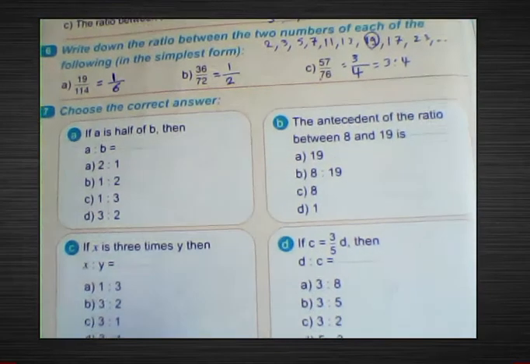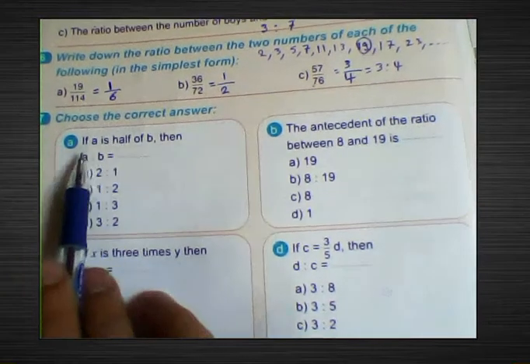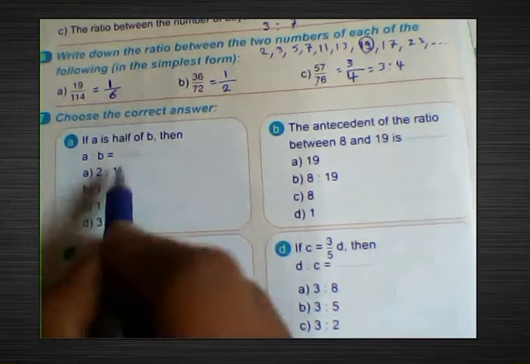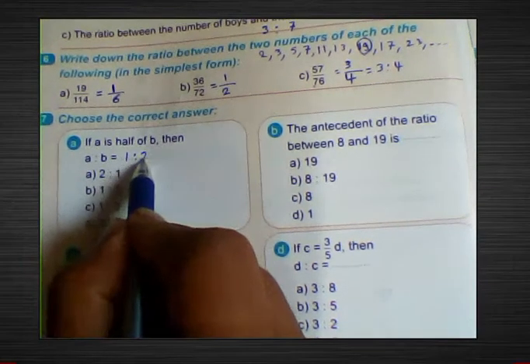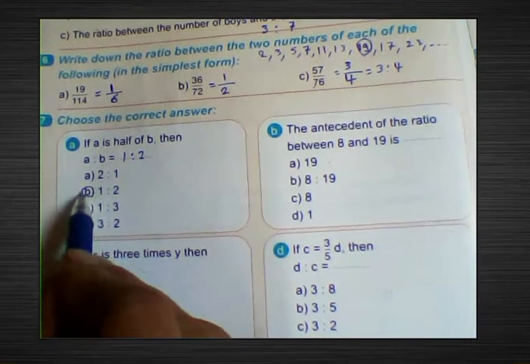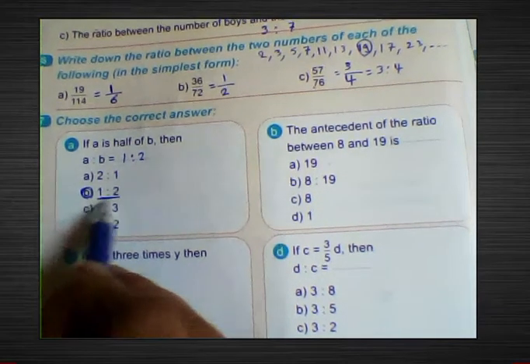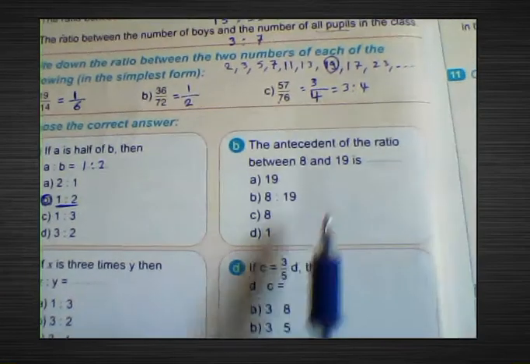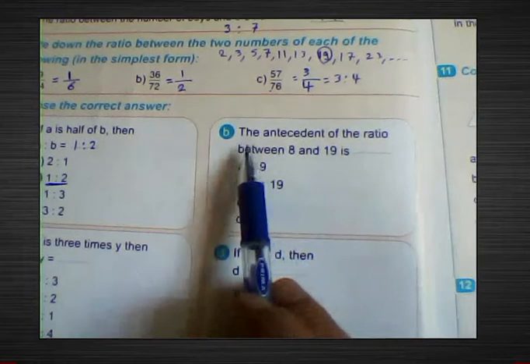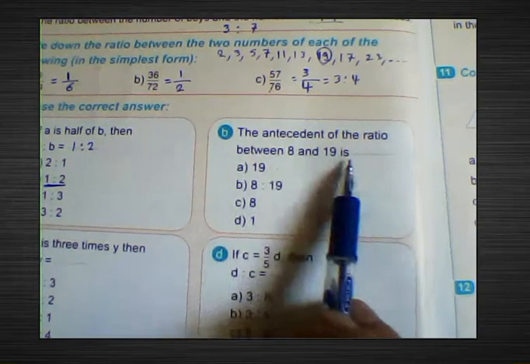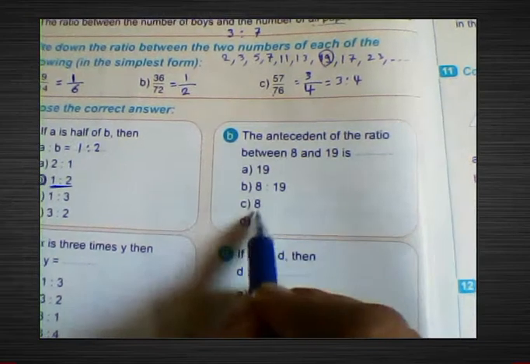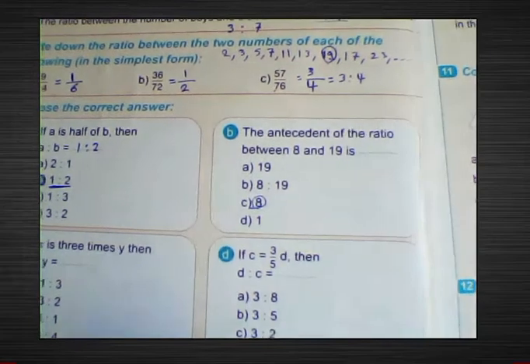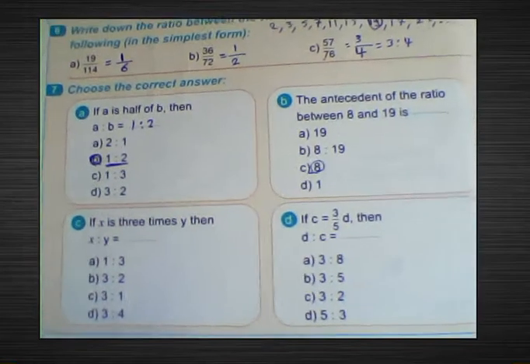Question 7. Choose the correct answer. If A is half of B, then A to B equals 1 over 2, or 1 to 2. We'll choose this choice, 1 to 2. Okay, in the ratio between 8 and 19, 8 is called the antecedent, but 19 is the consequent.